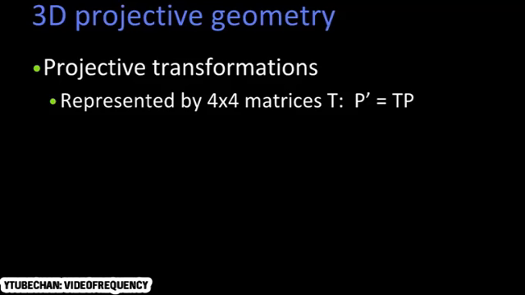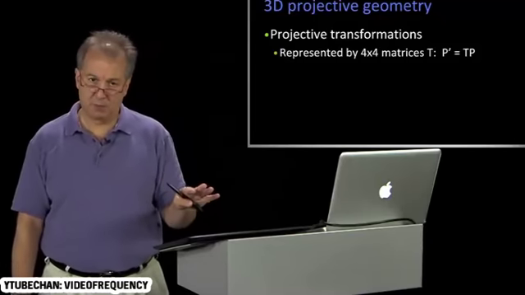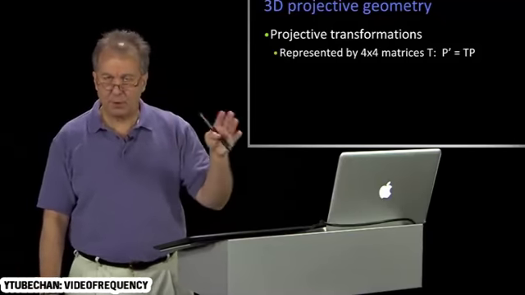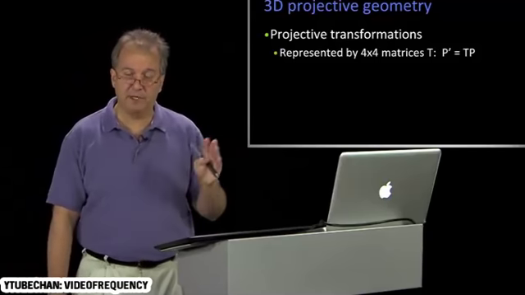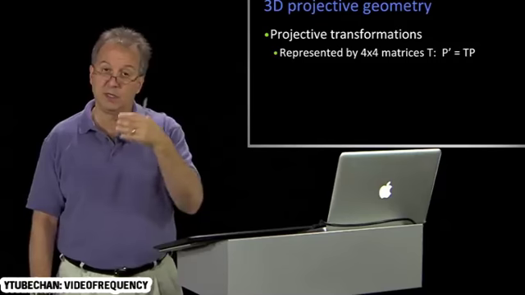So I wrote here that P prime equals TP. Okay. Well, that's just the 4x4 transformations that we had seen before. So since we've already seen that, we're not going to talk much more about it. Going forward, like I said, when we talk about the fundamental matrix, we'll talk about projective geometry in the 2D case using the 3 vectors.